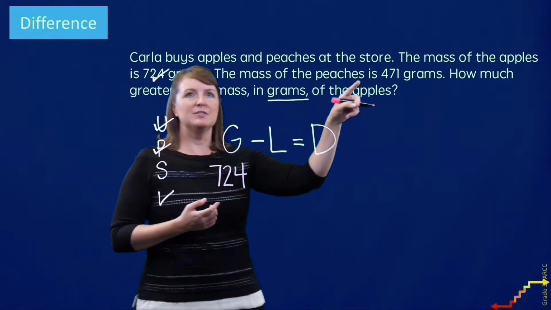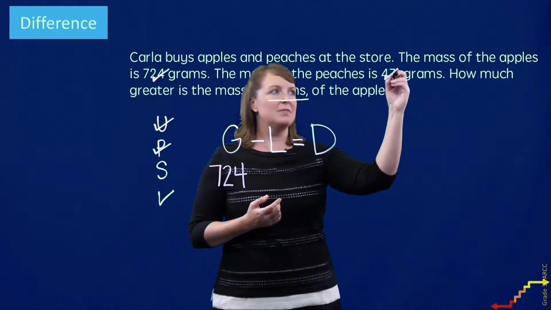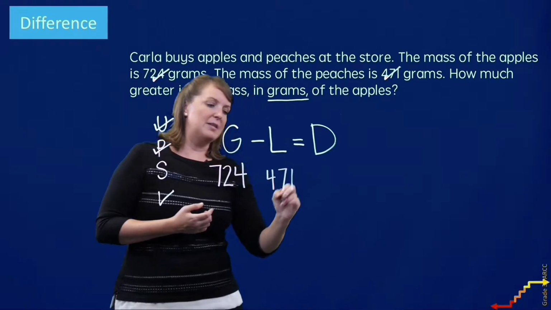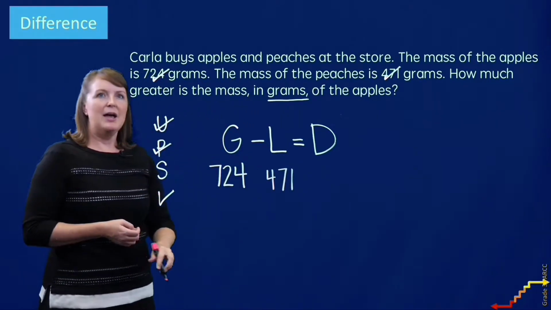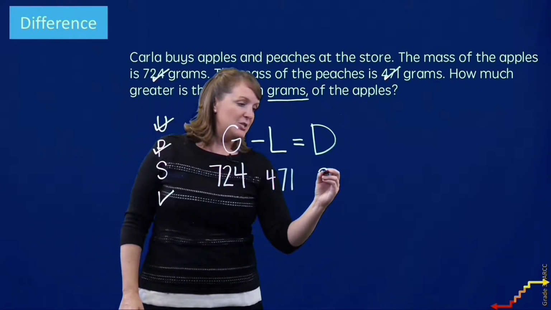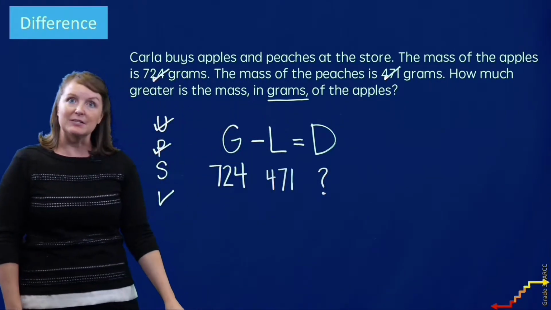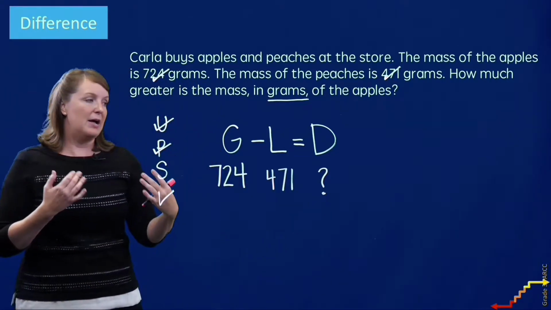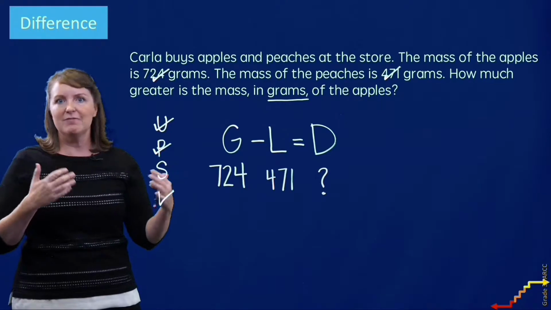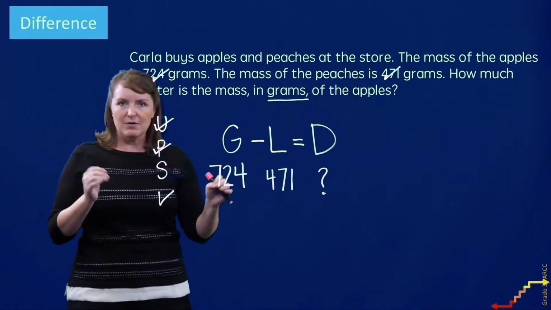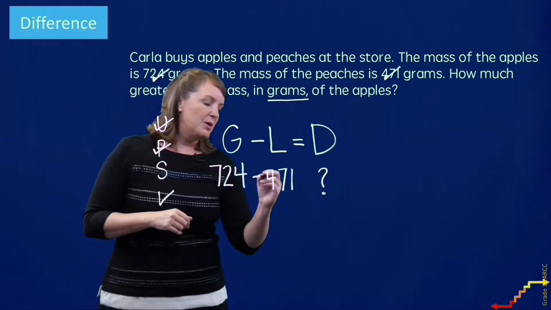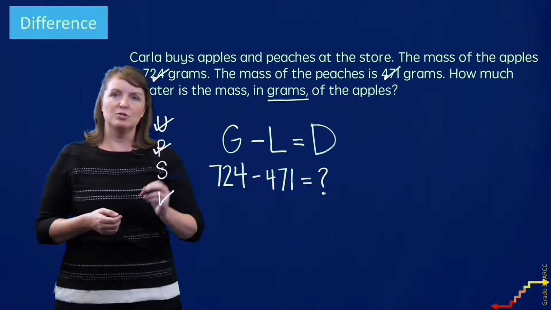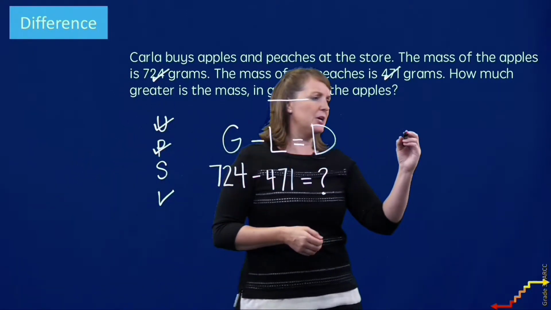And the mass of the peaches is 471 grams. 471 tells me about the peaches. That's the lesser amount, so I'll go ahead and write that underneath L. And then the question asks, well, how much greater? The question asks us here about the difference. So I'm going to mark a question mark here under difference. You can also use a line. I could use a G for greater if I wanted to do that. Lots of different ways that you could mark that. Now I'm going to put in my symbols here, the minus sign and the equal sign, and now it's time to solve the problem. I'm going to move over here and do some math.